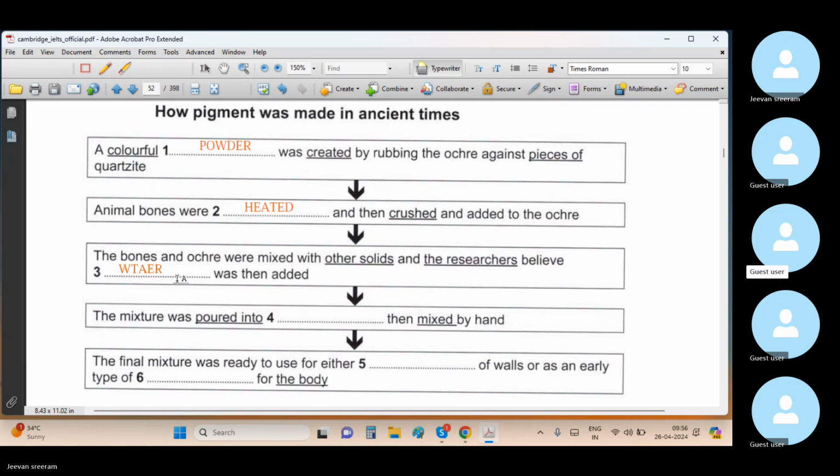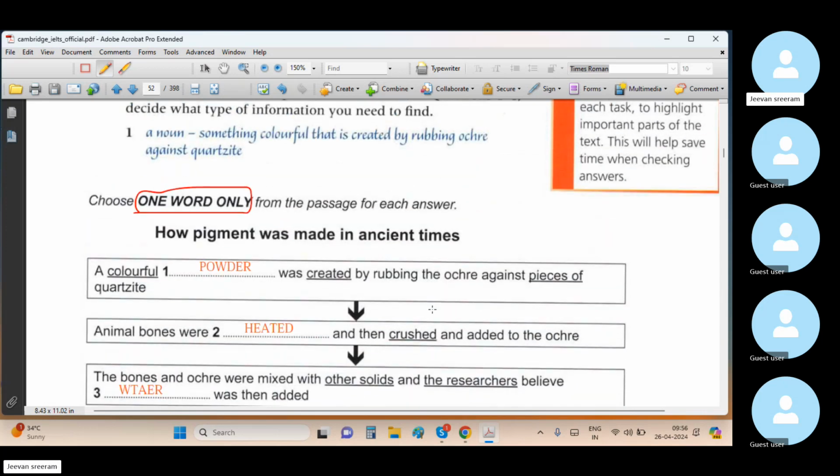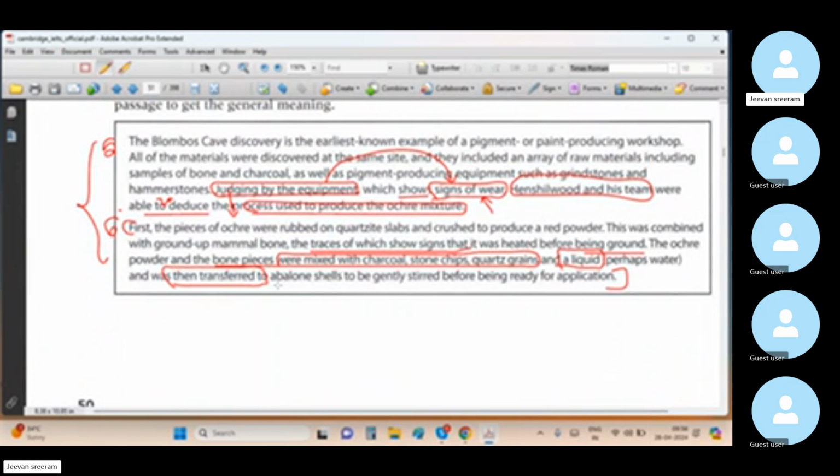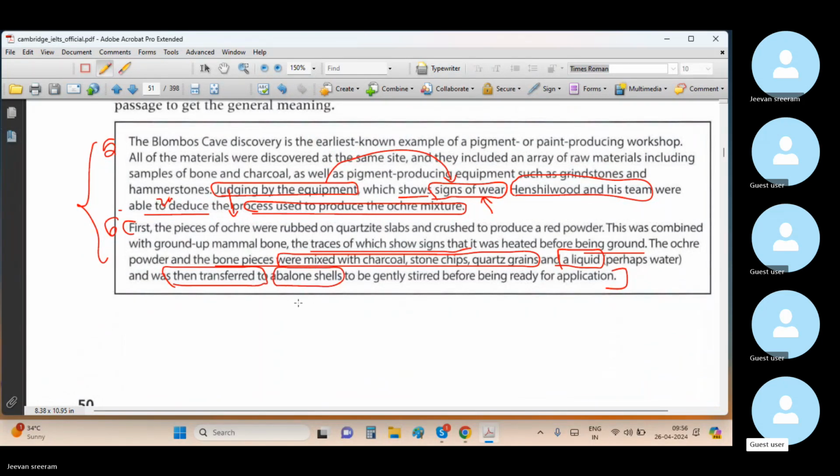The mixture was pounded into dash by hand. The mixture was poured into what? Before mixing manually, by hand means manually, right? Where was the particular mixture poured into? You have just read it. Transferred into abalone shells and gently stirred manually.